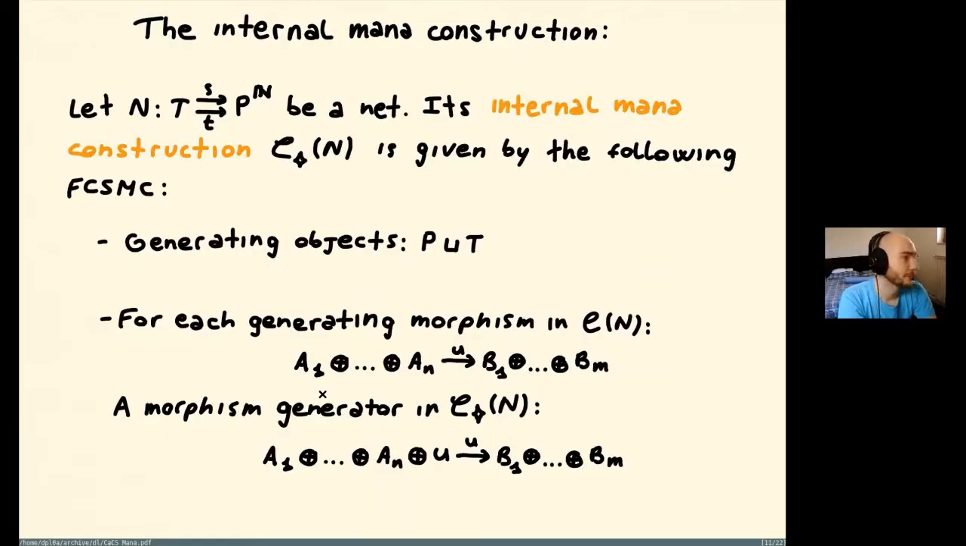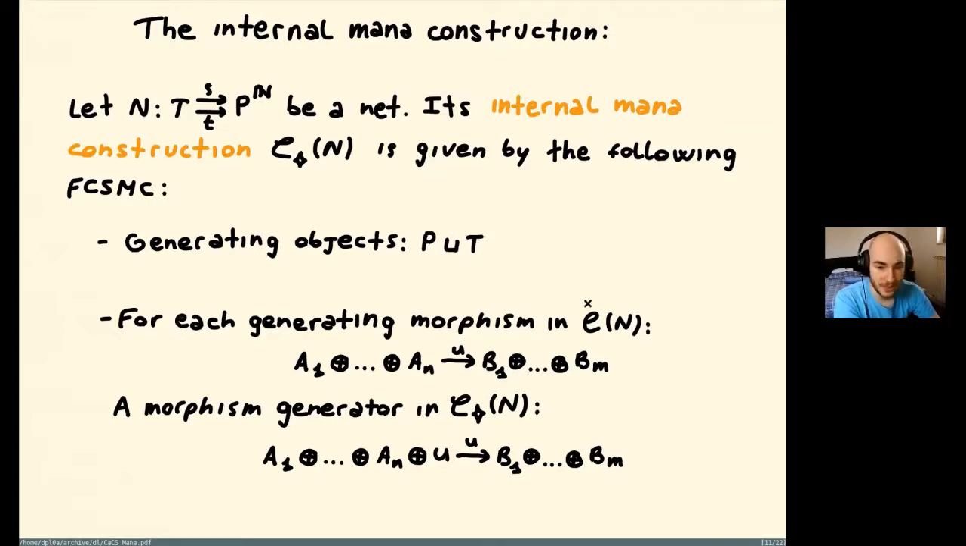Okay, now we can talk about the actual original part of this work, and we'll start with the internal mana construction, which is just another kind of free commutative strict monoidal category you can build out of a net. In fact, the internal mana construction, or C mana N, we'll read this symbol as mana. This is a reference to Magic the Gathering. And it's just generated by this set, which is the coproduct of P and T.